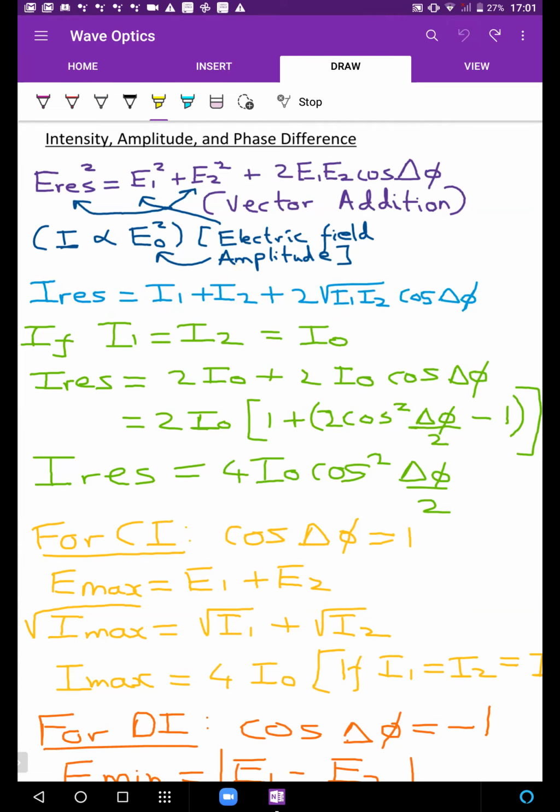This is especially useful in YDSE as well. Sometimes in YDSE, the two lights coming through the two slits have different intensities. That will be the case when the slits are open by different amounts. So because of the different intensities, they'll ask you what the resultant intensity will be at a point. So you'll need this formula, and you need it in several other places as well.